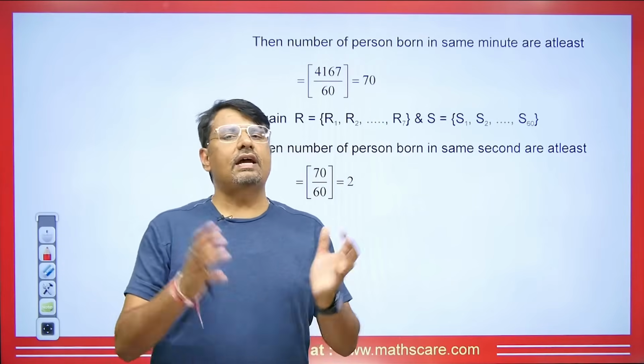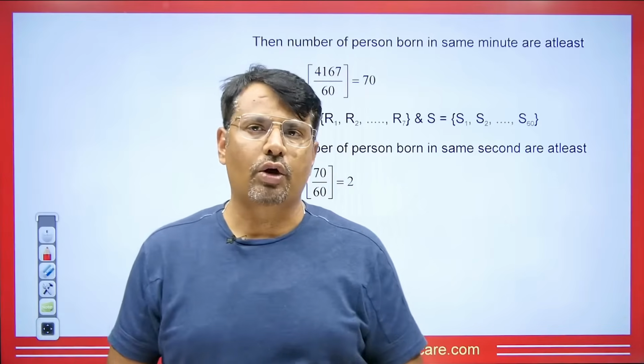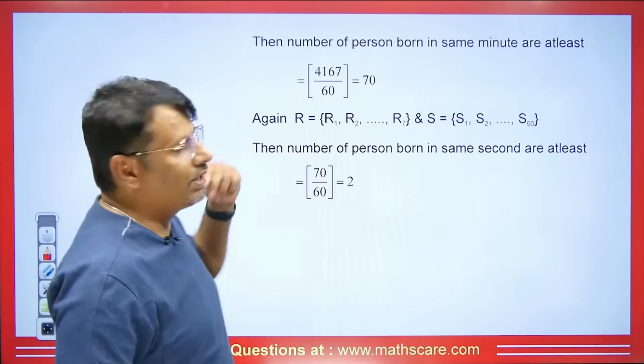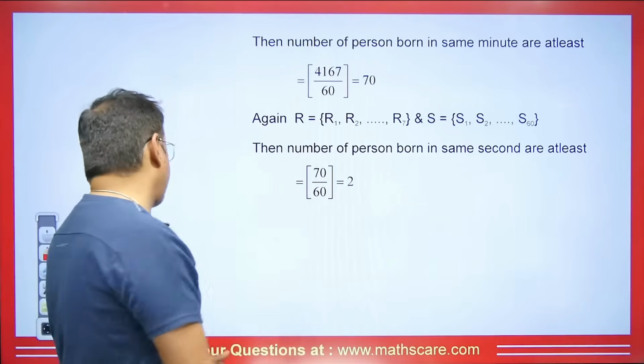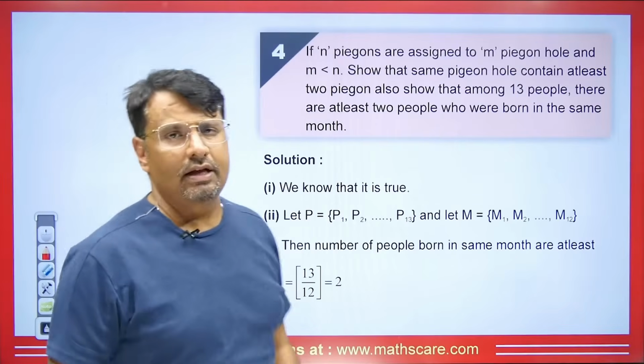So students, this was the question, and in this way, we can easily prove that at least 2 people are born at the same time. So like this, we can prove this easily. You can also do this very easily. So students, let's move ahead to the next question.